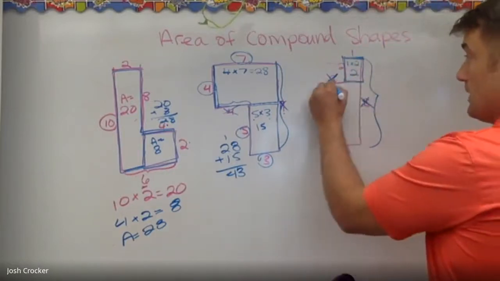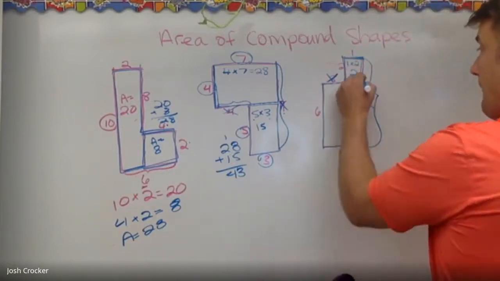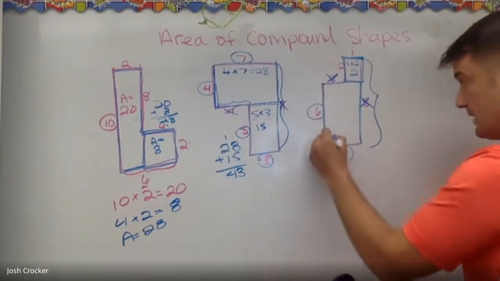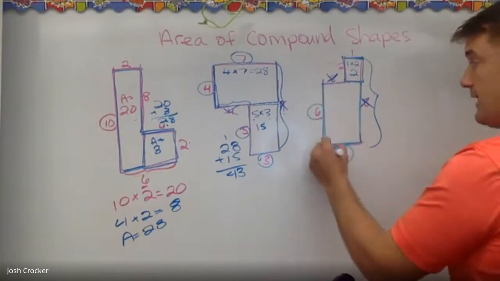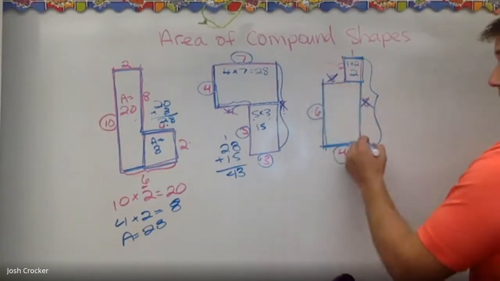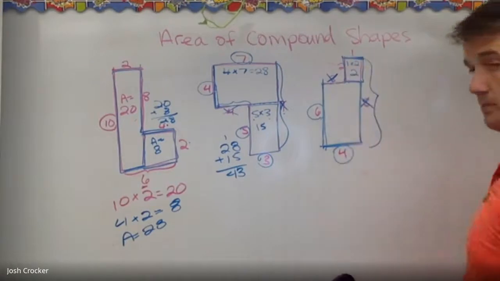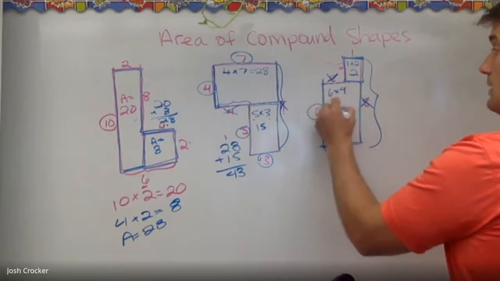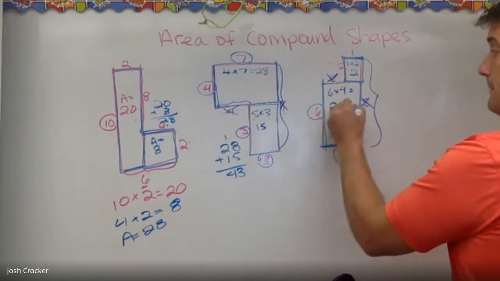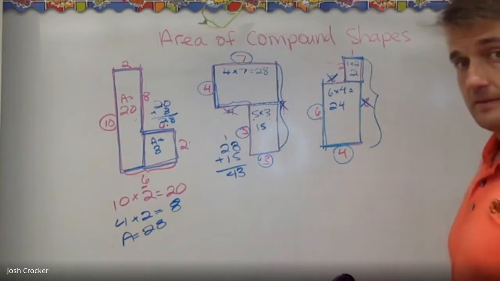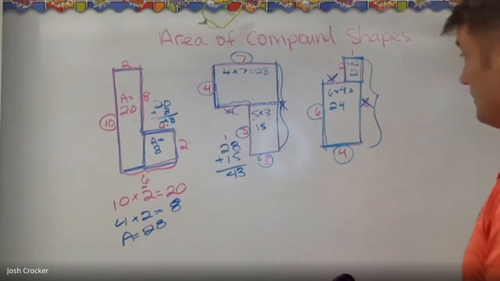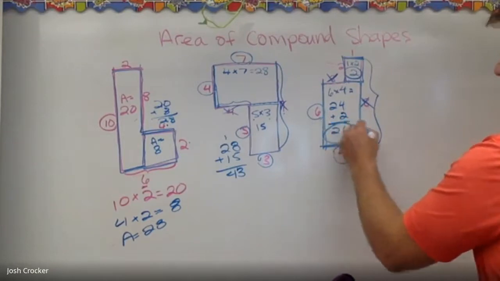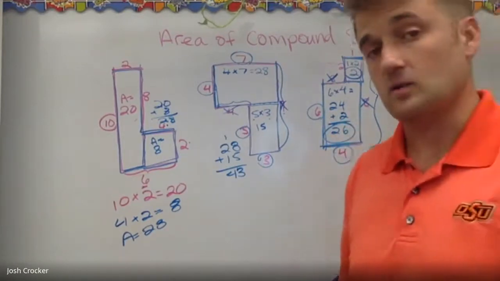Now my bigger rectangle. I'm going to use the 6 and the 4 because that's this whole side and this whole side. That's what I'm looking for: no parts and no sides that belong to both rectangles. 6 times 4 is 24. So my bigger rectangle has an area of 24. Add in the 2 from the smaller rectangle, and this whole compound shape has an area of 26.